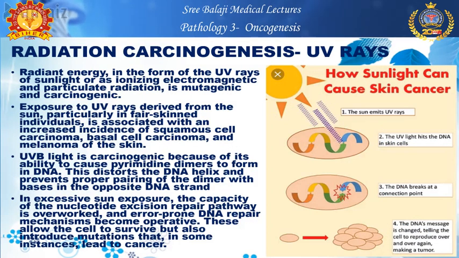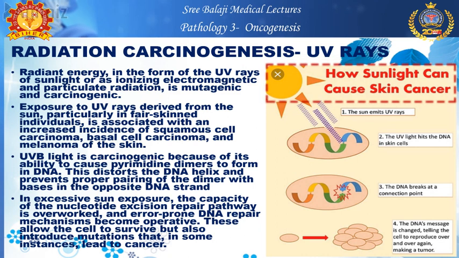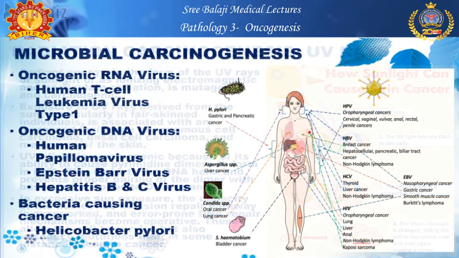The other carcinogenesis is because of ultraviolet rays. The radiant energy in the form of UV rays of sunlight or as ionizing electromagnetic and particulate radiation is mutagenic and carcinogenic. The exposure to UV rays derived from the sun, particularly in fair-skinned individuals, is associated with an increased incidence of squamous cell carcinoma, basal cell carcinoma and melanoma of the skin. The UVB light is carcinogenic because of its ability to cause pyrimidine dimers to form in DNA.